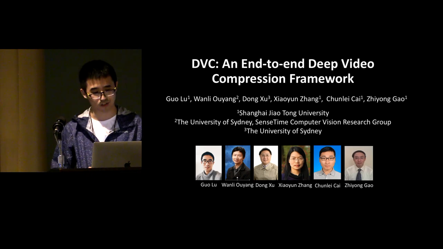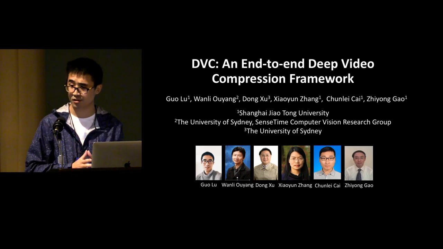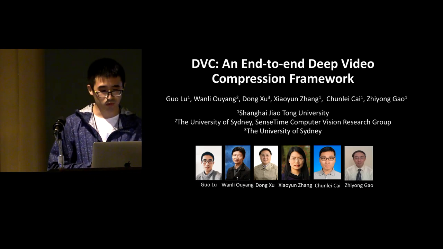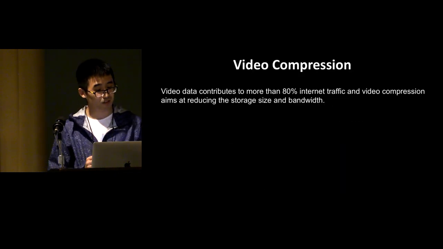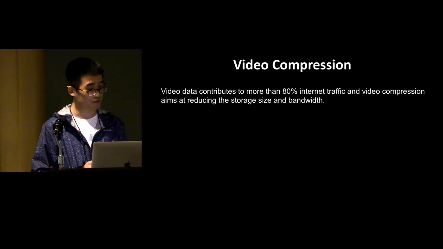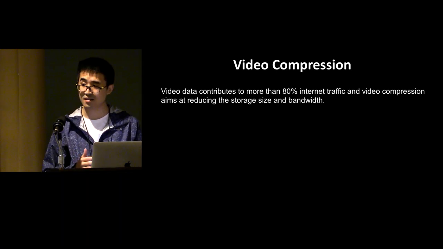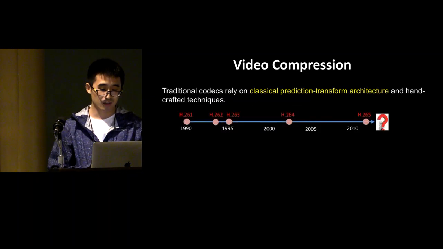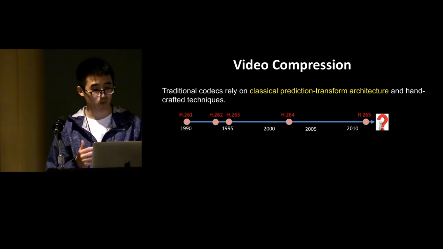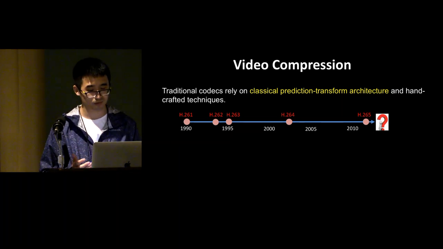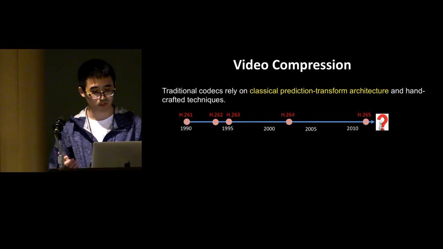As we know, video data contribute to more than 80% of internet traffic, and the percentage is still increasing. The video compression algorithm is utilized to reduce the storage size and the bandwidth of the video. In the past decades, a lot of video compression systems have been proposed. For example, the video that we are using to give this presentation is encoded based on H.264.